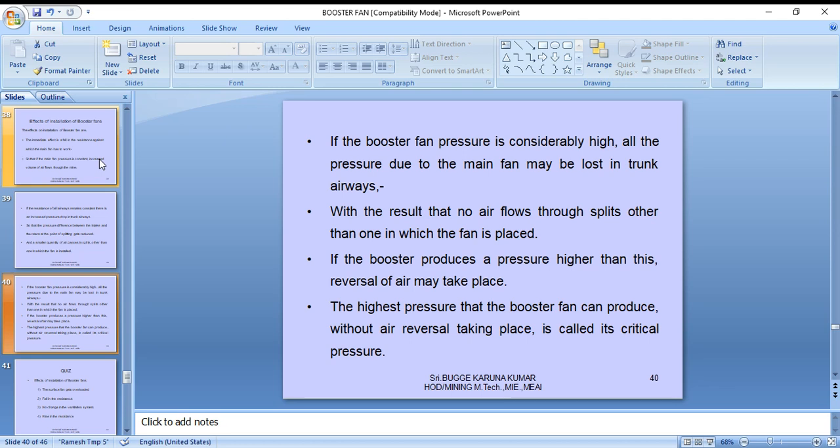If the booster produces a pressure higher than this, reversal of air may take place. The highest pressure that the booster fan can produce without air reversal taking place is called the critical pressure. That pressure is very important to note.